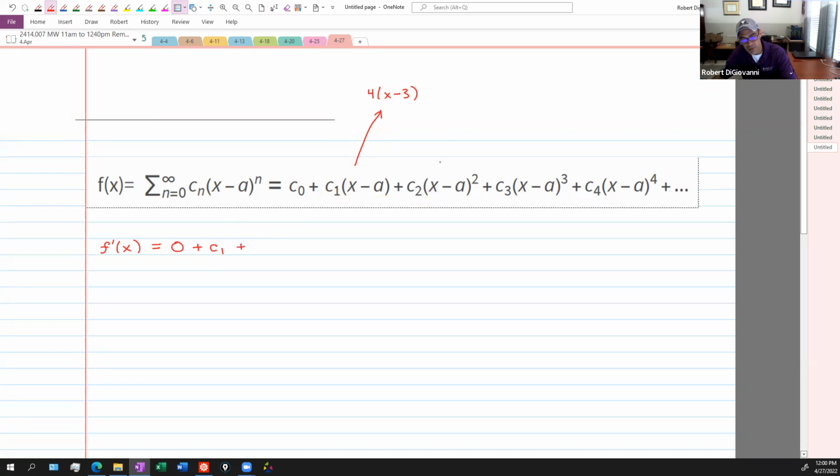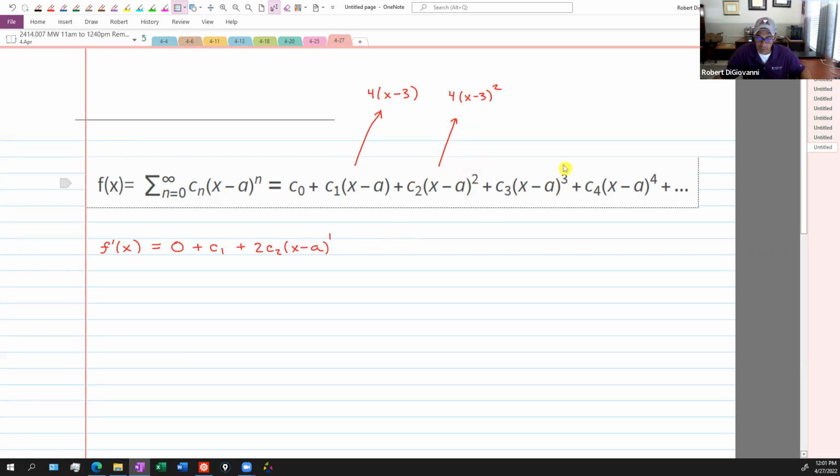Plus, now let's do the second one. An example of this would be something like 4 times x minus 3 squared. If I asked you to take the derivative of this, you would ignore the 4, it's going to come along for the ride. You'd bring the 2 out in front, and then it would be this to the first power times the derivative of what's inside, which is 1 again. In other words, the 2 is going to come out, hit the c sub 2, and then you're still going to have the x minus a to the first power.